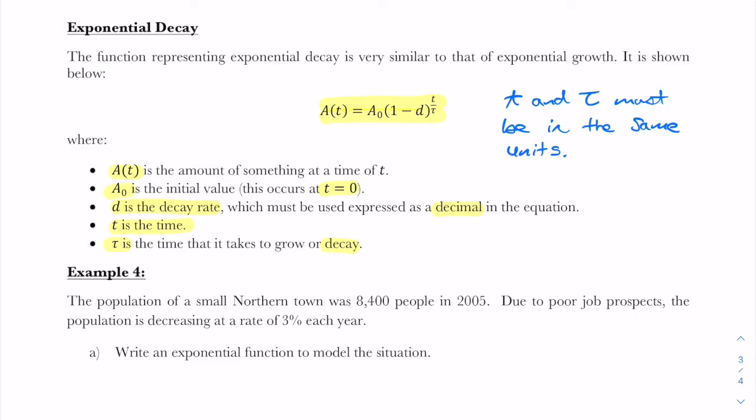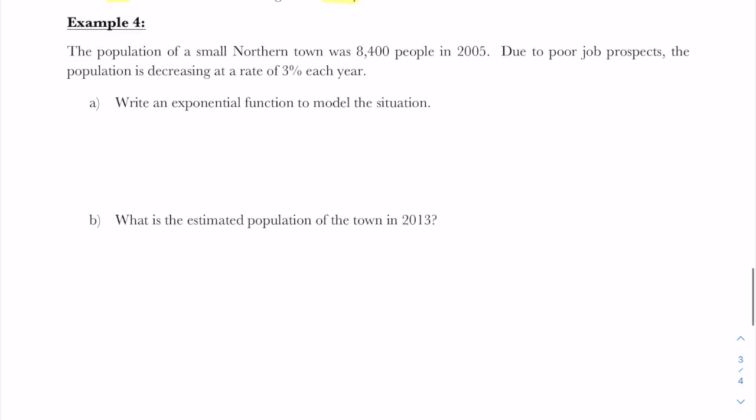Okay, let's put this to practice. In example 4, we're told that the population of a small town was 8,400 people in the year 2005. So this is how many people we're starting with. That's your A0. And then due to poor job prospects, the population is decreasing at a rate of 3% each year. So 3% represents the decay rate, or 0.03. And because this is happening every year, that means tau is 1 year.